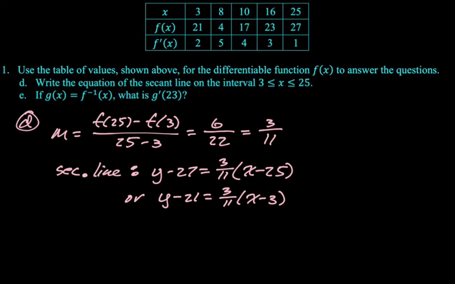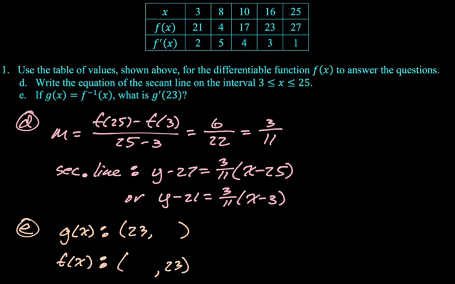All right, next one. If g of x equals f inverse of x, so g is the inverse of f, what is g prime of 23? All right, classic. So what you want to do is figure out what point that corresponds to. So 23 is an x coordinate for g, which means it's a y coordinate for f because they're inverses. Since we know stuff about f, we just go to the table and figure out where the y coordinate is 23. And you can see that's when x is 16. So that's x for f of x, which means it's y for g of x.